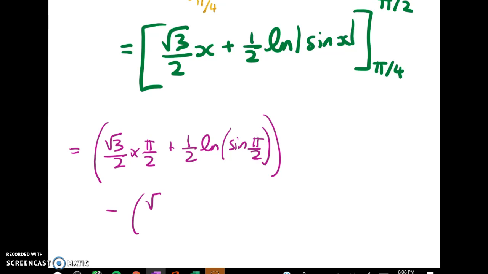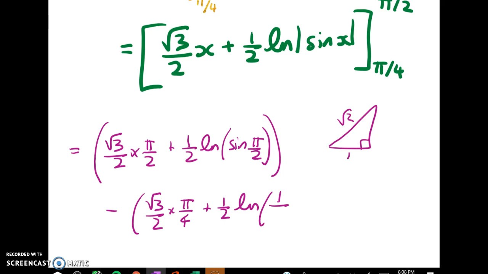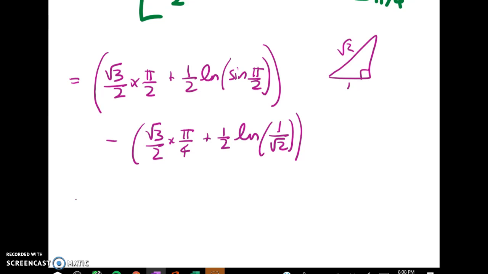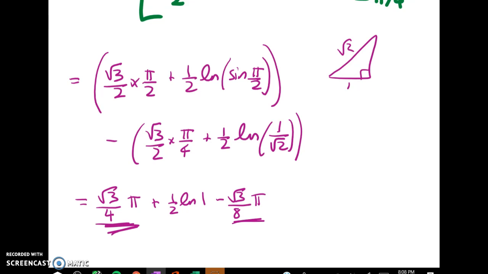So now we've got minus root 3 on 2 times pi on 4 plus 1/2 log of, well, sine of pi on 4 is 1 over root 2. So that's log of 1 over root 2 in here. But I can do quite a lot of work cleaning this up. So let's slowly work through it. We've got root 3 over 4 pi plus 1/2 log 1 minus root 3 over 8 pi. So you can see that these are going to be like terms. We're going to chuck those in together.